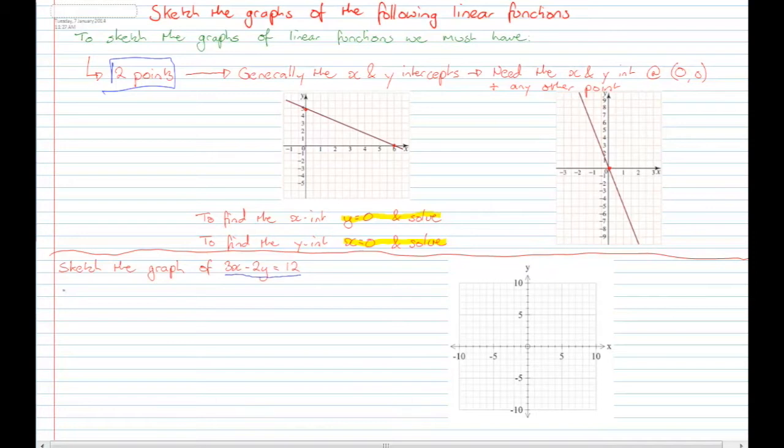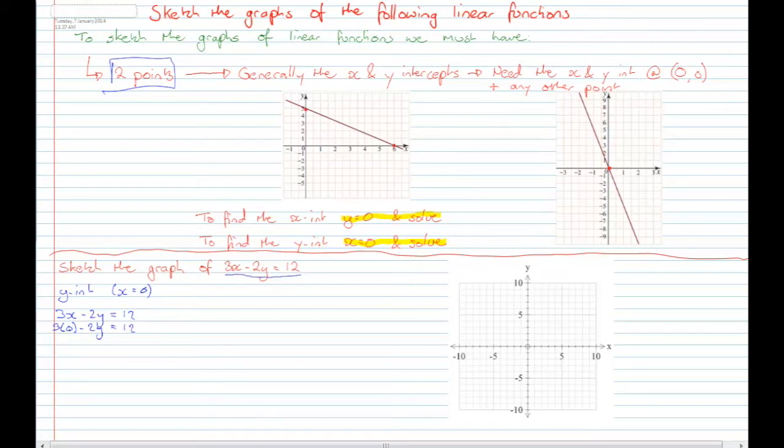Okay, so let's find the y-intercept first of all. To find the y-intercept, we know that x will be equal to 0. So let's go through and write out the equation of the line here. So you've got 3x minus 2y is equal to 12. Alright, so what we're going to do now is substitute in x equals 0. So instead of writing x, we write 0 in brackets. So you get 3 bracket 0 minus 2y is equal to 12.